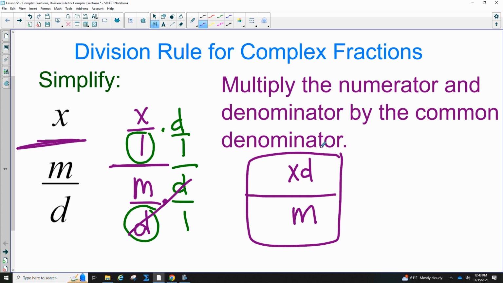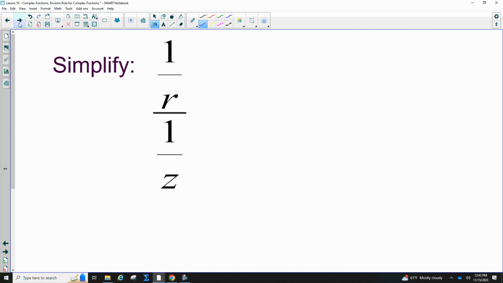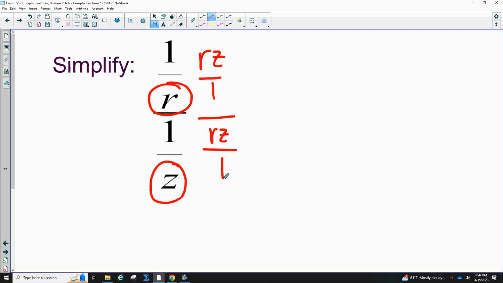Okay, let's try another one if that was weird for you. 1 over r divided by 1 over z. So first look at both denominators. Here's the denominator from the top. Here's the denominator from the bottom. So your common denominator would be rz. You need both of them. So I'm going to multiply by rz over 1 over rz over 1, because really that's just rz over rz, which is 1. So it's legal.